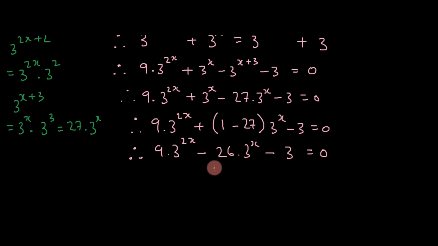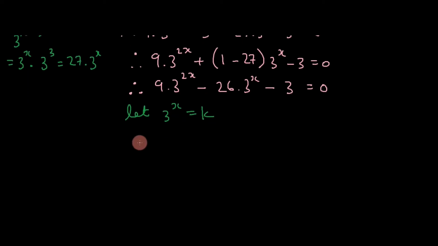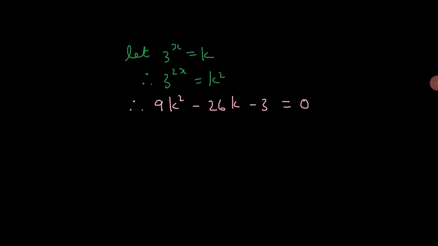So it's clear at this point that we have a trinomial type, because the power of the first term is twice that of the second term. So we can say let 3 to the x equal k, and therefore 3 to the 2x will equal k squared. We can substitute the k's into the equation. So we have 9k squared minus 26k minus 3 equals 0.